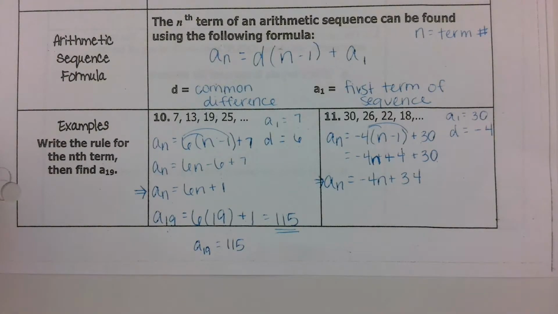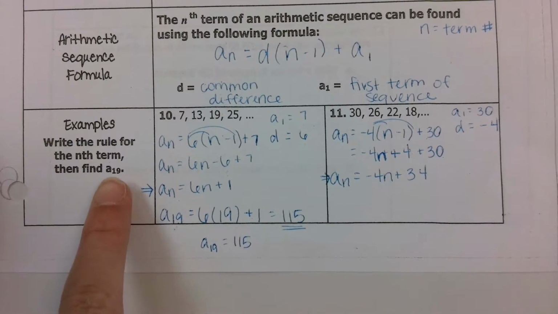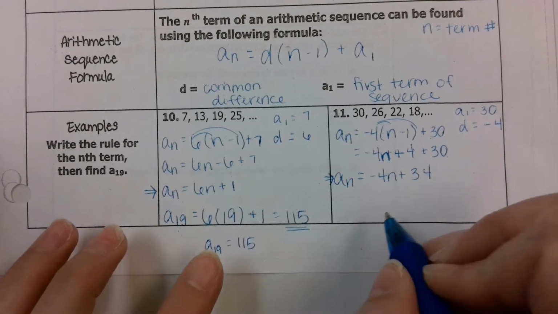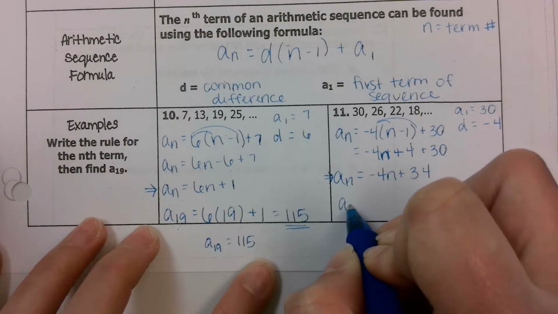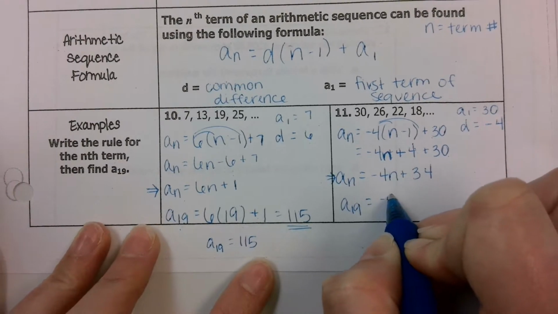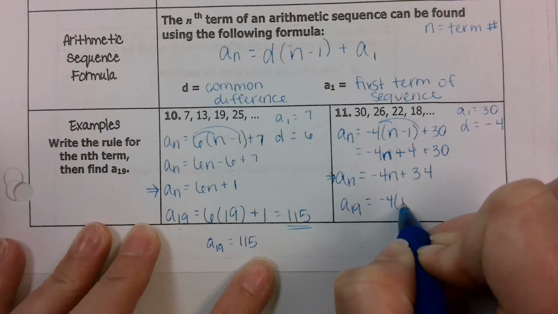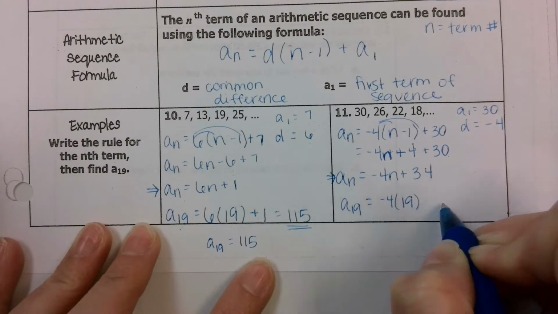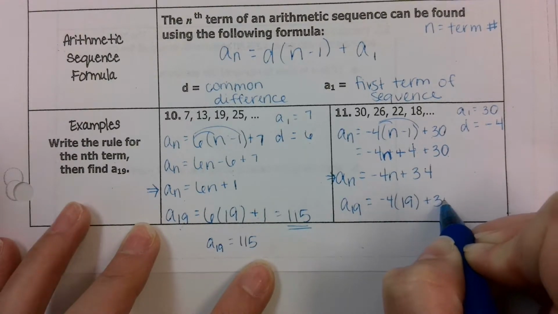So then we need to find A sub 19. So we're going to replace that n with what number? 19. So A sub 19 equals negative 4, and in place of n, what are we putting? 19, plus 34.